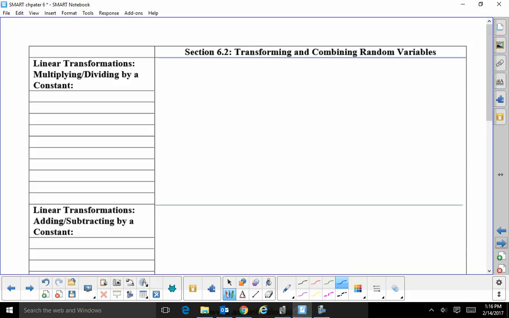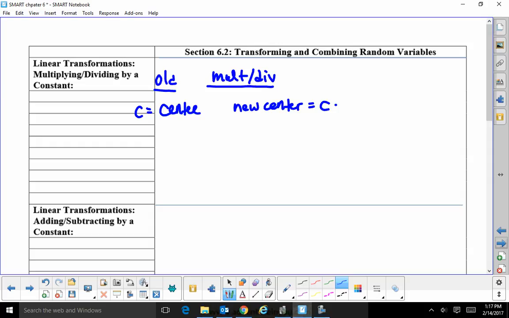Okay, so today we're going to continue on with what we were doing, but we're going to talk about that linear transformation, when I multiply or divide by a constant. And we've already been discussing that from before, like what happens to the center. So if I multiply or divide, what happens to my old center if my center is C? Does the center shift if we multiply or divide? It shifts, okay? So the new center would be, if this one was C, C times whatever, let's say we multiply or divide by B, then that would be C either multiplied or divided by B.